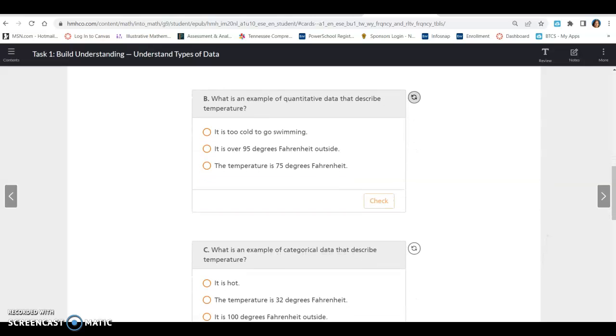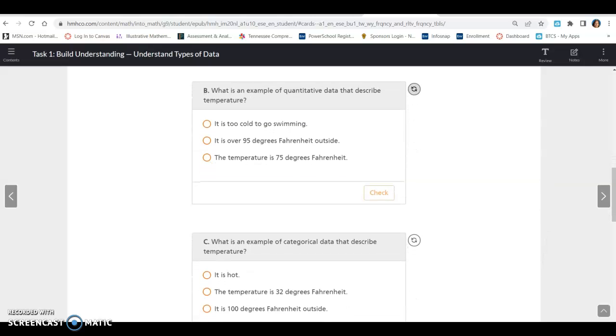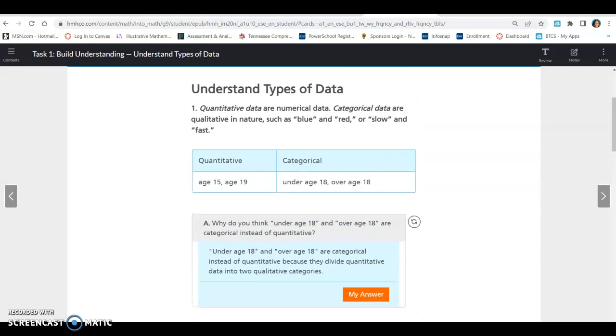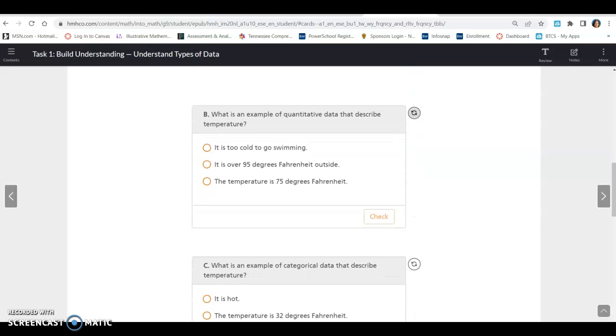All right, so it says, what is an example of quantitative data that describes temperature? It is too cold to go swimming. It is over 95 degrees Fahrenheit outside. The temperature is 75 degrees Fahrenheit. If you look, quantitative are numerical data. So quantitative data would be the temperature is 75 degrees Fahrenheit.